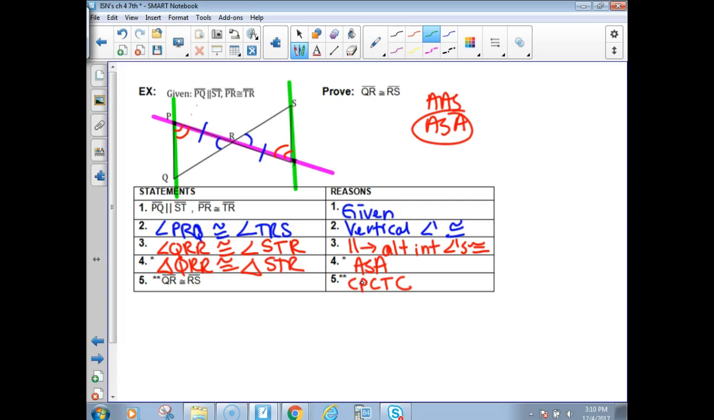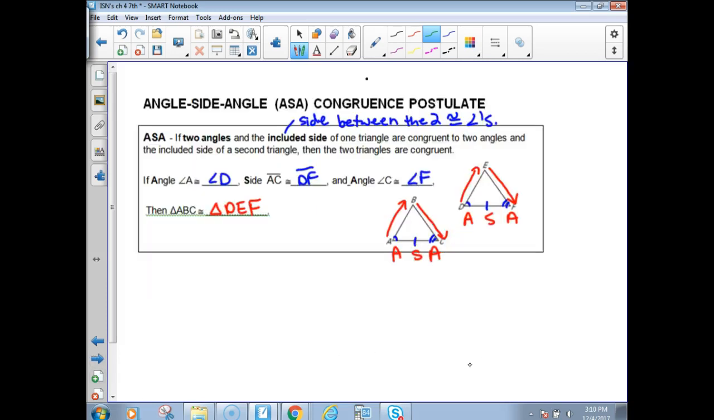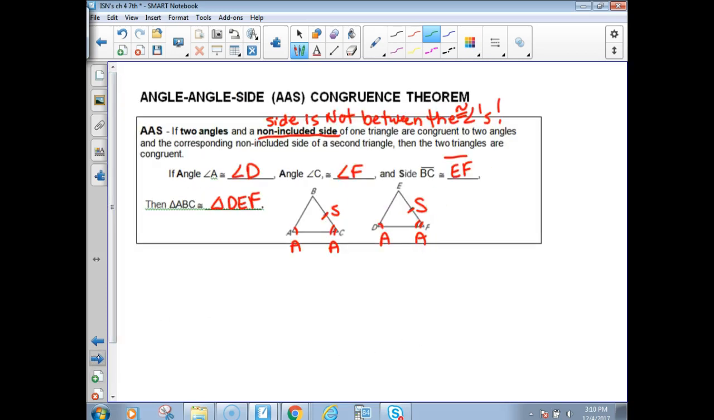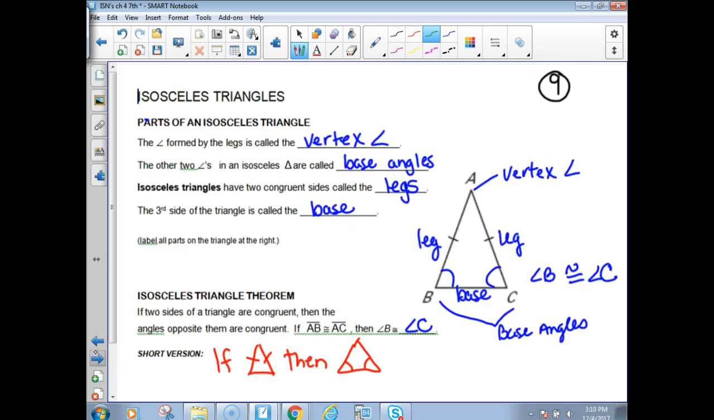You also could have skipped the verticals and done both this and this, this and this by alternate interior. And then it would still be AAS, though. I was hoping to get an ASA. So it is doable by using that transversal. Sometimes there's more than one way to do the proof. That's why you got to show the markings so we know that you actually did it by some good method.